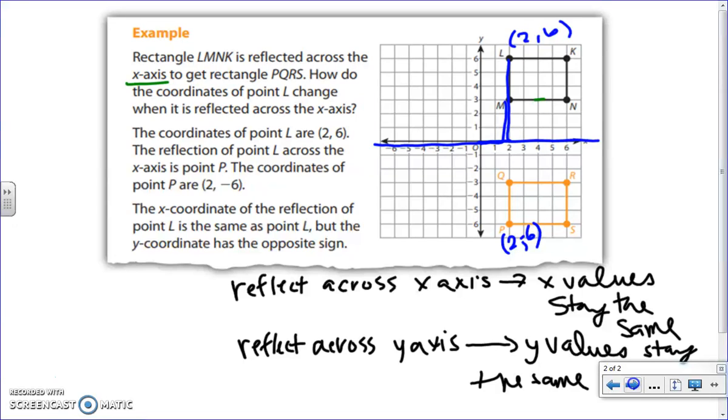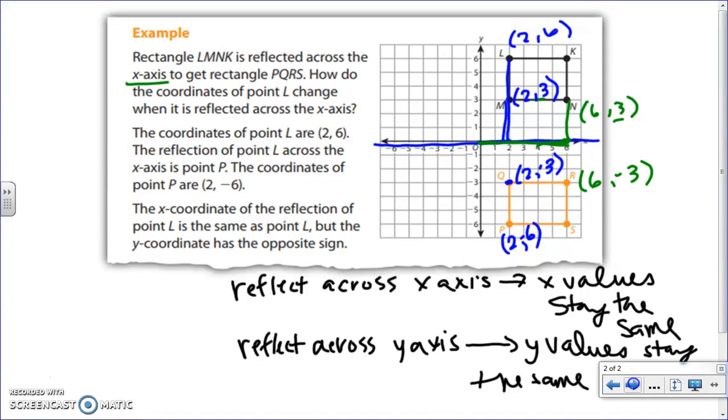If the point M was at 2, 3, then we would have the same point with an opposite y value on the other side, 2, negative 3, that would be Q. And so this process happens for each of these points, 6, 3. The x value again is the same because we're moving in the same direction, right and left, so the x value doesn't change, but the y value will be the opposite, 6, negative 3.